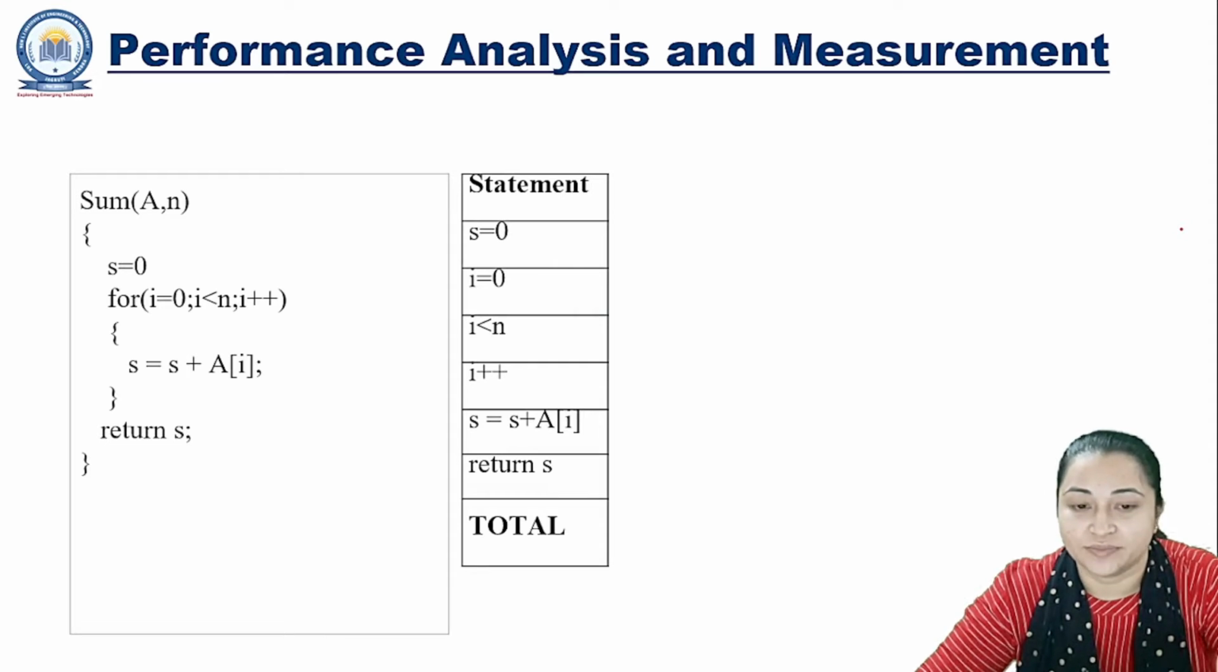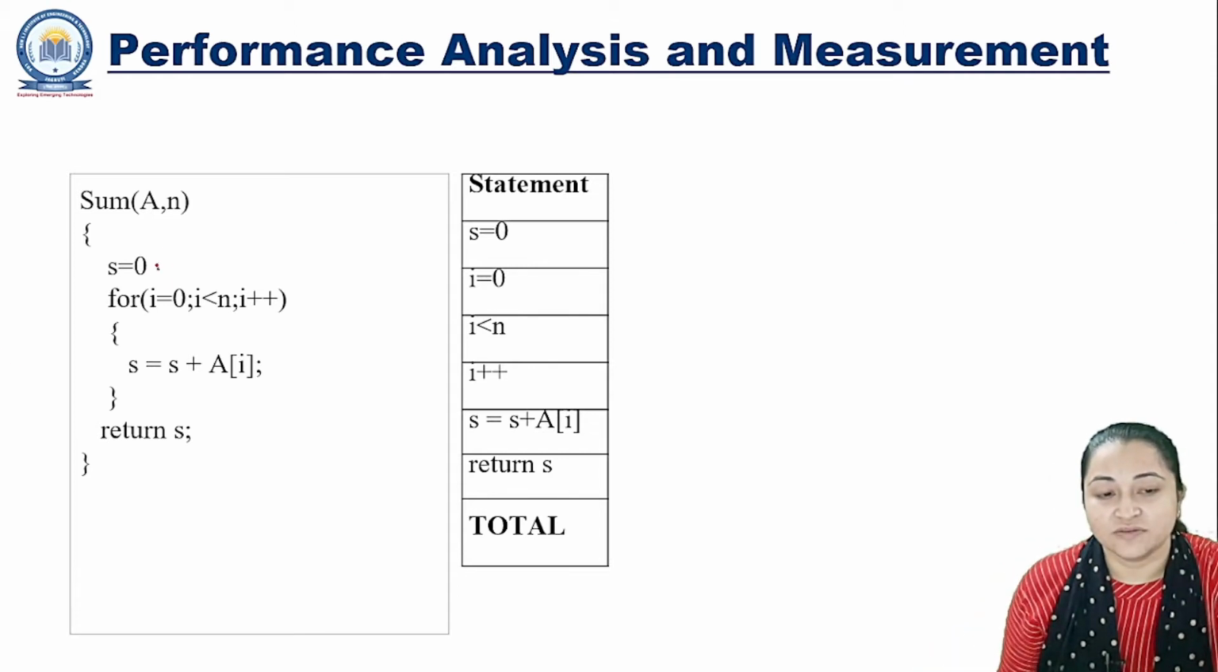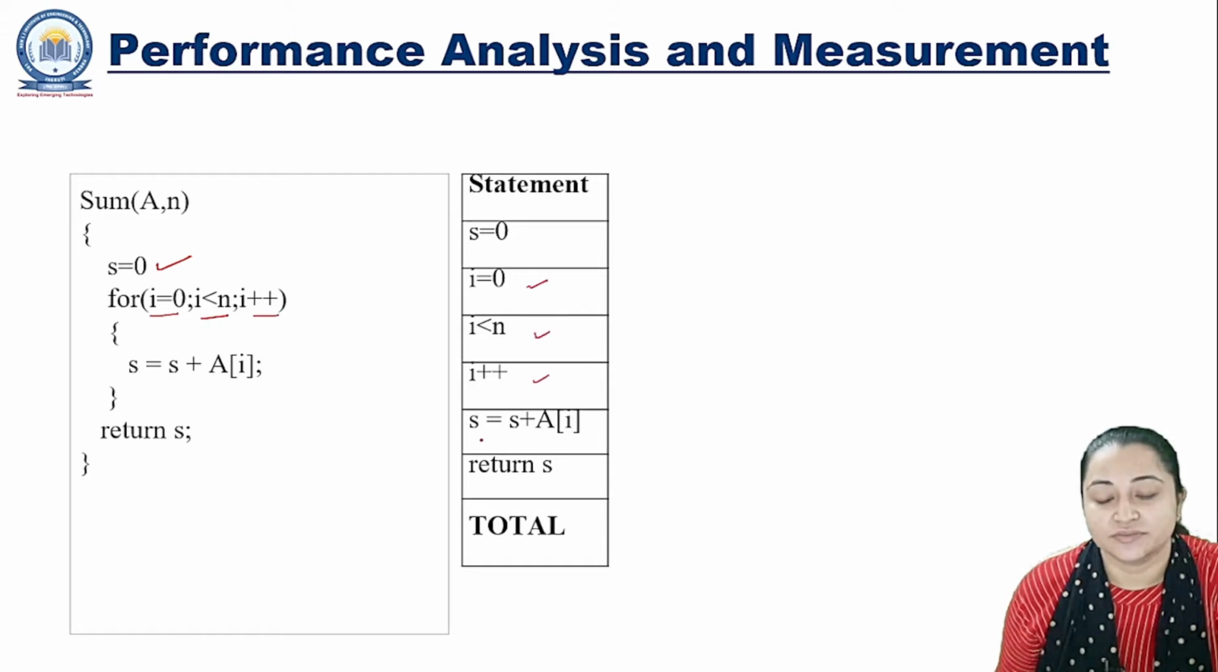So now, while calculating frequency count, we will make a table for statements and we will see how many times each statement will be executed. So we will break all the statements like this. First, we will write this statement, then we will again break this for loop. So we have 3 statements in the for loop. So we will write all 3 statements over here. Then we will write this whole expression as a statement over here and then this statement.